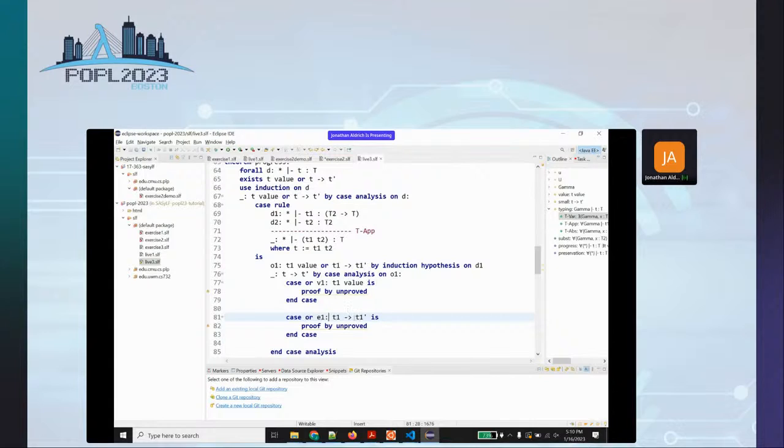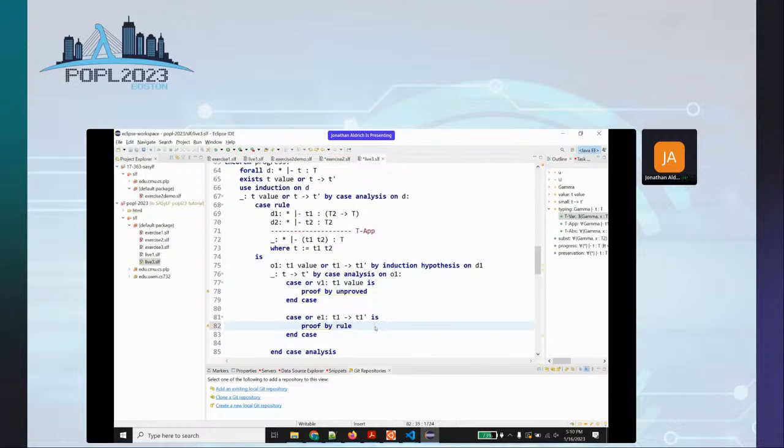Did I hear someone say just keep going? T1 evaluates to T1 prime, we have to show T1 T2 evaluates. Yeah, it's the EAP one.